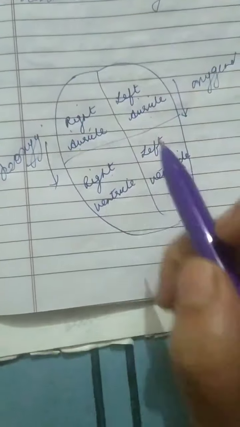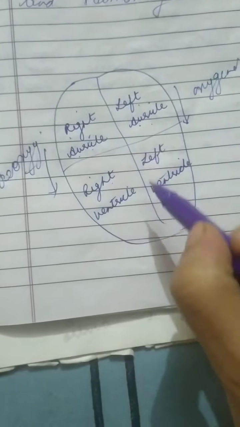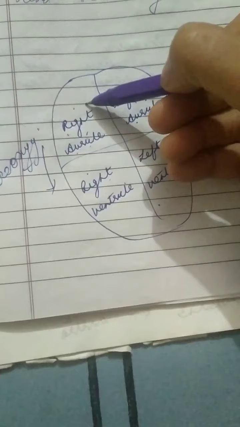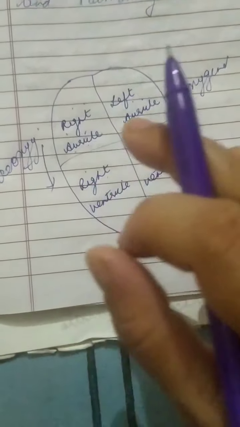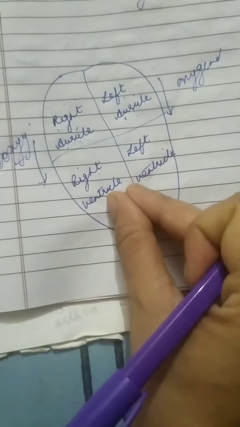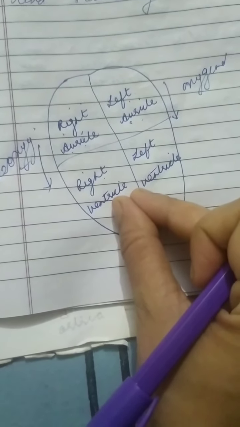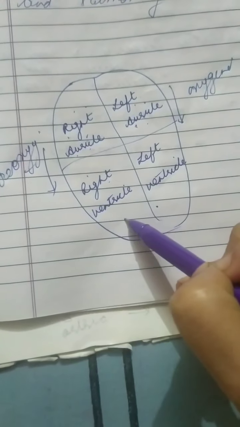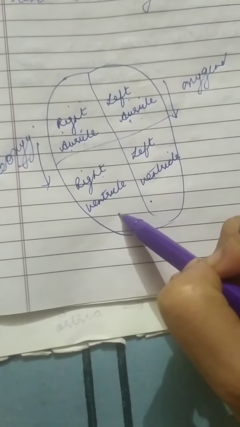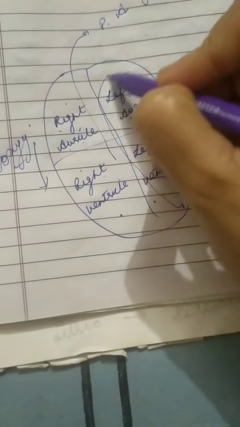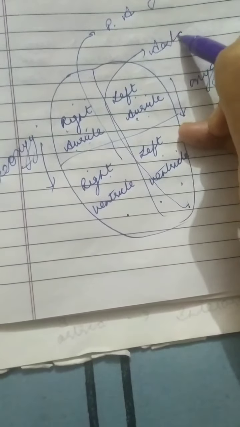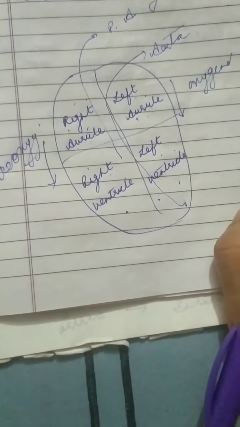Then this is the first step. When the auricles contract and the ventricles relax, the blood from the auricles comes here. Then in the second step, the ventricles contract and push blood. The right ventricle pushes blood to the pulmonary artery, to the lungs, and the left ventricle pushes blood towards the aorta, and from the aorta it goes to the different body parts.